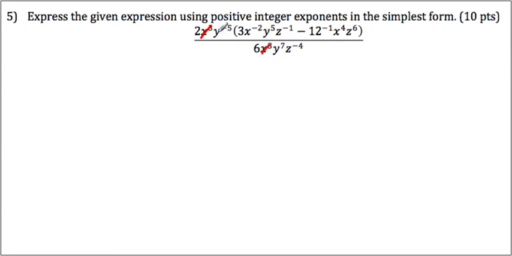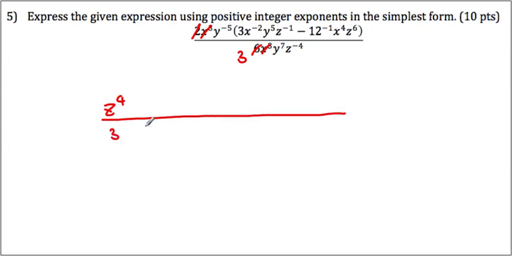And we realize that the y's can combine together, and 2 and 6 cancel, that becomes 3, and z can go up. So in other words, we end up getting z to the 4th power on top, and then on the denominator we'll have 3 and y to the 12th power first, because we bring this y to the denominator.